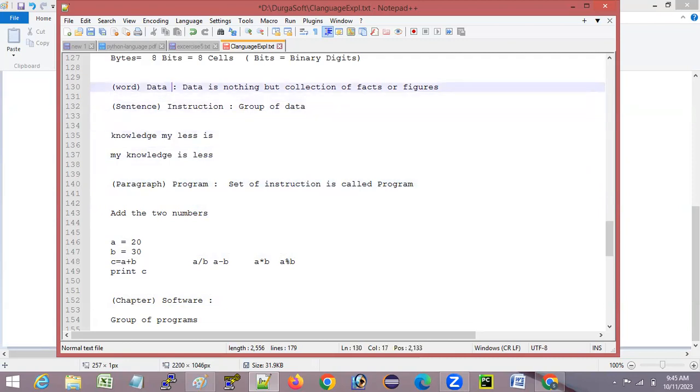Guys, see here, I have given the word, after that sentence, after that paragraph, after that chapter. Go with any general life or general English, all together at a time it will not come. You have to collect one by one, make it one by one. Then only it's going to be big. First the data is a word. Then the instruction is a sentence. A number of sentences become a paragraph, a number of instructions become a program, a number of programs become a software, and a number of paragraphs become a chapter. Likewise, we are going to compare general life to a computer as well.